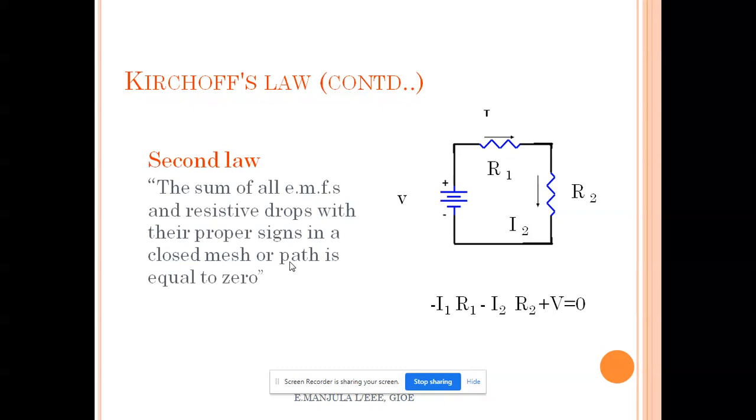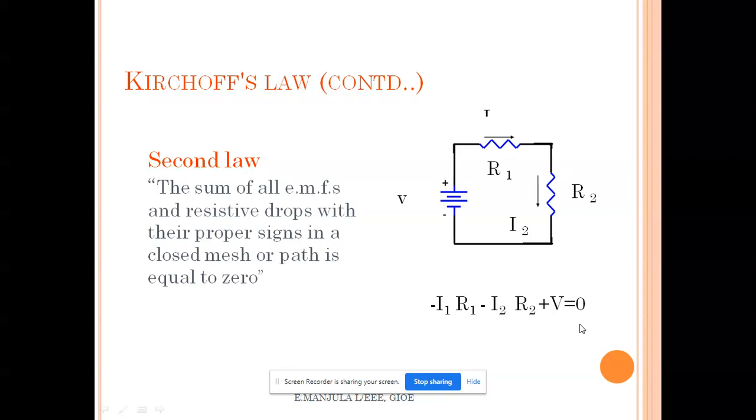Now we will see the second law. What is the second law? The second law is also called the voltage law. It states that the sum of all EMFs and resistive drops with their proper signs in a closed mesh or path is equal to 0. Here is a circuit having two resistors, R1 and R2, carrying a current I1 in the R1 resistor and I2 in the R2 resistor, but I1 and I2 will be the same as it is a series circuit. Now here the current is flowing from positive to negative, so the voltage drops give minus I1 R1 minus I2 R2 plus V equals 0.